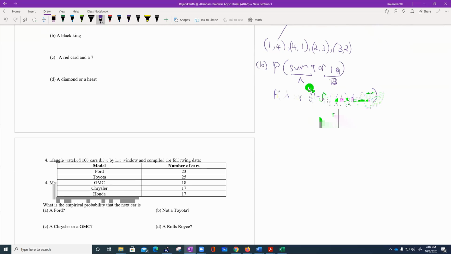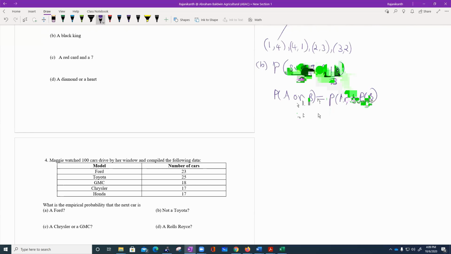Remember here, A and B, getting a sum of 9 and getting a sum of 10, are going to be mutually exclusive events, right? What does that mean? That means these two events cannot happen at the same time. That is obvious, right? You will get either one. Either you will get a sum of 9 or a sum of 10. So if you have such an event, that is mutually exclusive events. Therefore, you could use this formula.